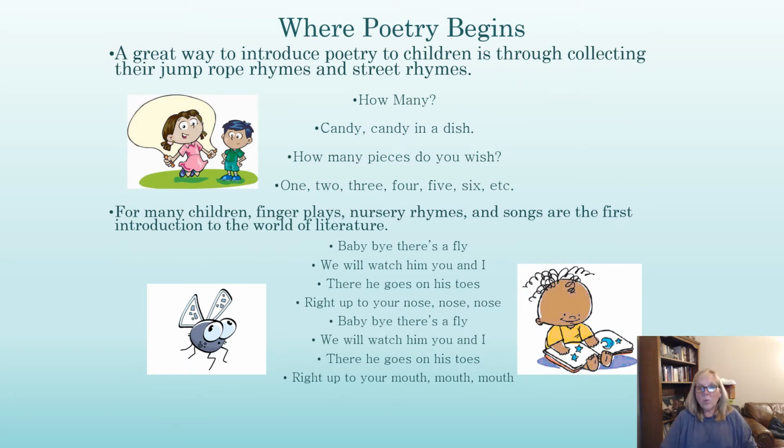I've got here Where Poetry Begins, and think about this. A great way to introduce poetry to children is jump rope rhymes or street rhymes, which is really considered more what we call verse instead of poetry. But a lot of you know these kinds of things, like how many candy in a dish, how many pieces do you wish? 1, 2, 3, 4. Kids pick up on that. There's a rhythm to it.